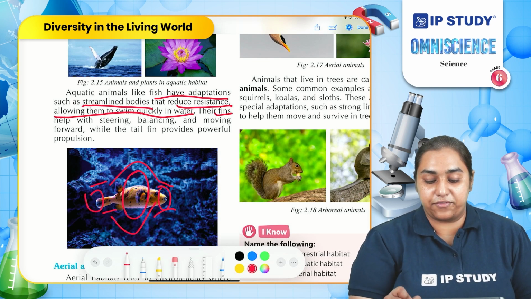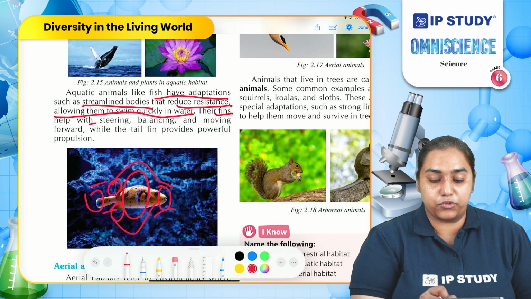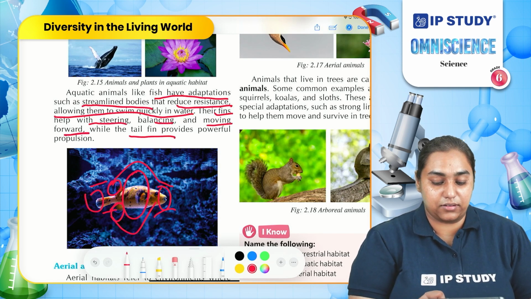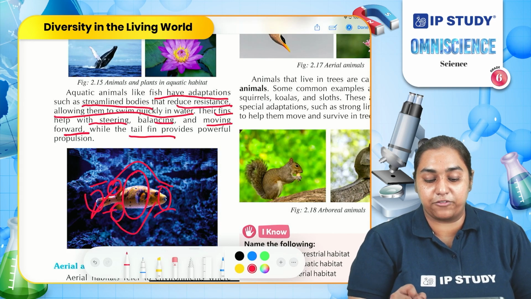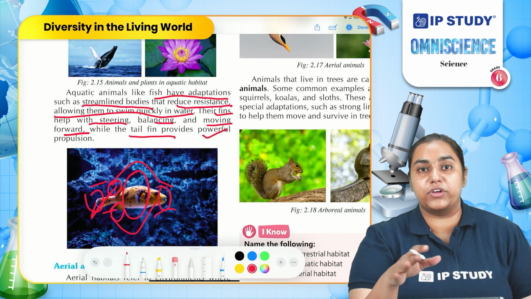They also have fins. These are the fins, which allow them to steer, balance and move forward, while their tail, this is the tail portion of the fish, is very powerful and gives them thrust, gives them propulsion to move here and there.